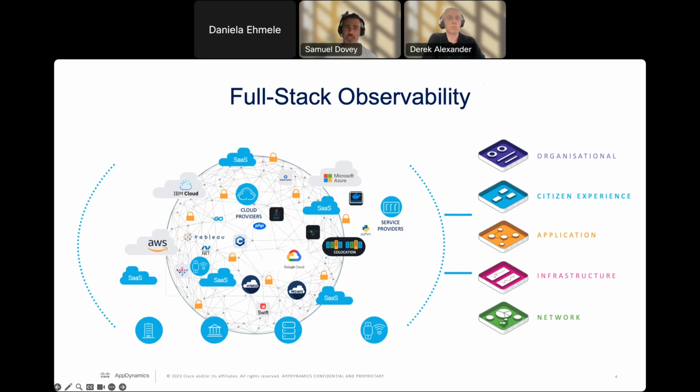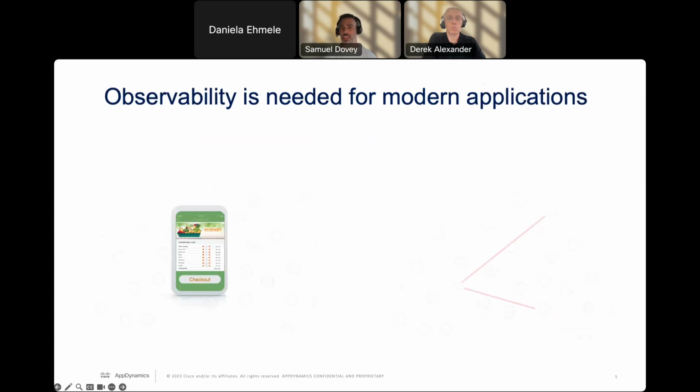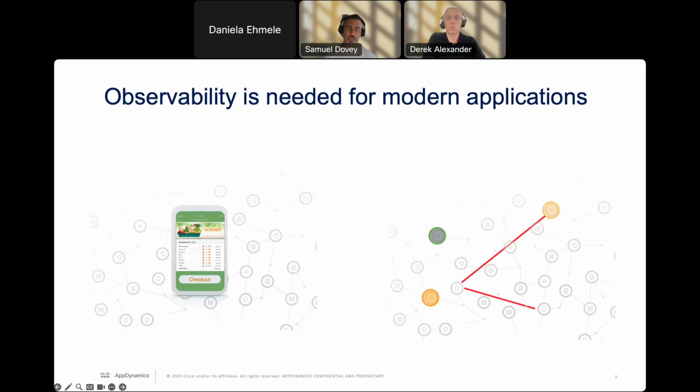So Cisco has developed its observability strategy looking at the network with ThousandEyes, looking at the infrastructure and applications with our observability strategy AppDynamics, and all of this enhances citizen experience and improves organizational efficiencies and outcomes.